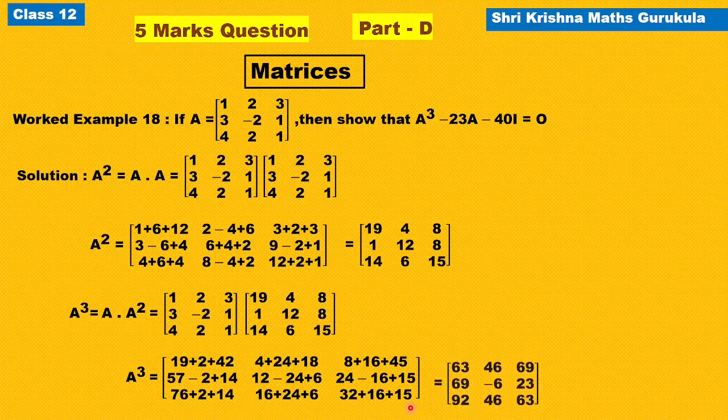Now when we simplify this, we get this to be 63. We get this to be 46. And this one to be 69. And this one is 69 again. And this is minus 6. This is 23. This is 92. This is 46. And this is 63. So you do the simplification part. So we have now found A cube. Is there anything else that we have to find? Yes, we have to find 23A and 40I also.